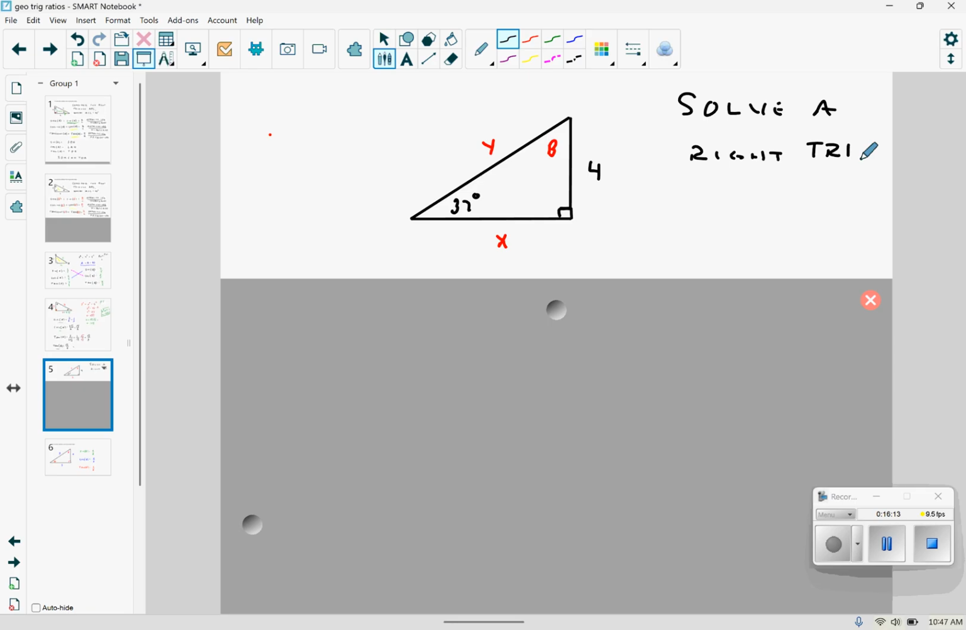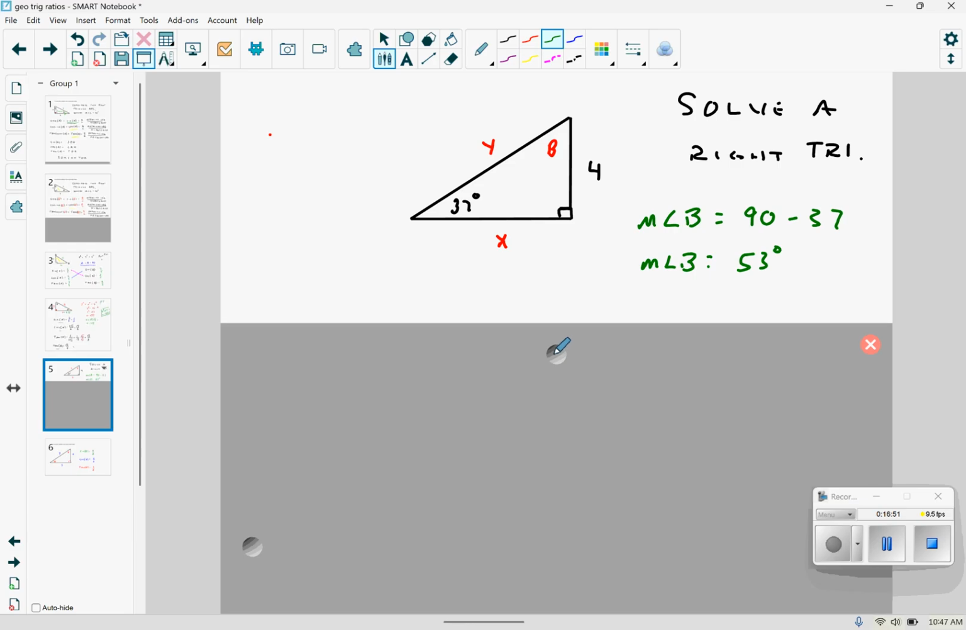Well, the easiest thing for us to do right away is to find the measure of angle B. And we see that the measure of angle B is simply going to be 90 minus 37. And 90 minus 37 is going to be 53 degrees. So the measure of angle B is going to be 53 degrees. And that was easy. So now we have to find X and Y. So how are we going to do that?